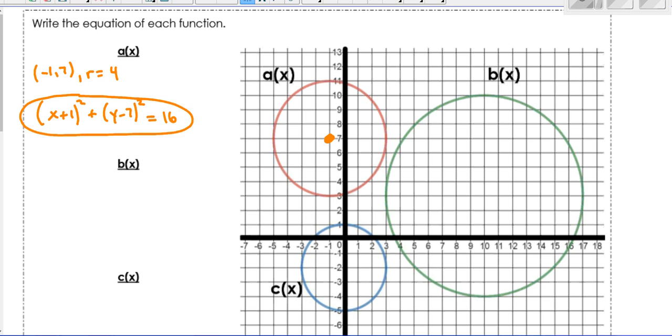Okay, this would be a good point for you guys to pause and then see if you can check your answers with me. See if you can do these next 2. They should be fairly easy. Okay.